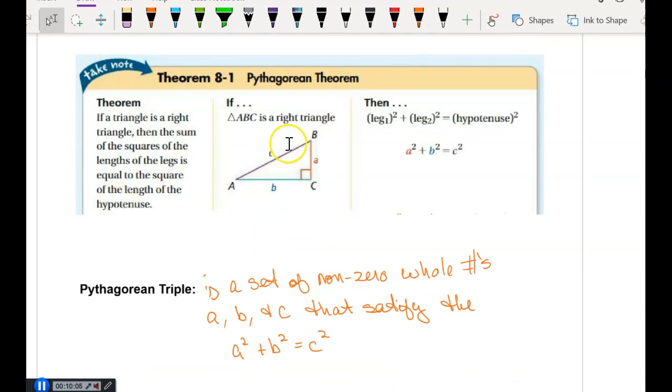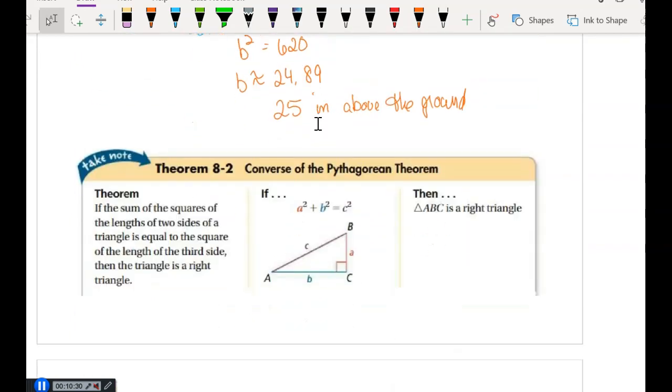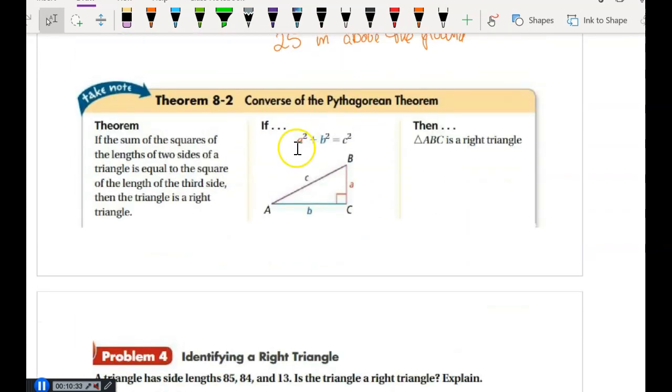Okay, so now I'm back at the Pythagorean theorem. What would be the converse? Remember, from way back when, we just changed the order. So if a squared plus b squared equals c squared, then triangle ABC is a right triangle. That would be the converse.